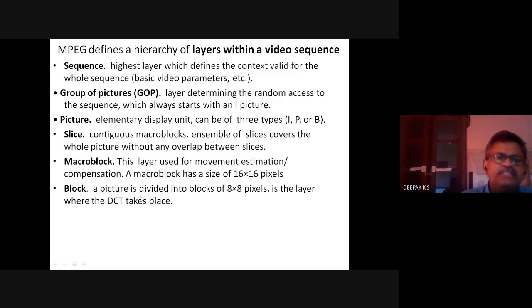And block is a picture divided into blocks of 8 by 8 pixels. A macro block is 16 by 16. So this has 4 blocks. 4 blocks in a macro block, and 8 by 8 pixels in a block. So here is where the DCT happens. The DCT happens at the block level. This is already being done. Then the rest, across pictures, we are doing some movement estimation by searching using a macro block.